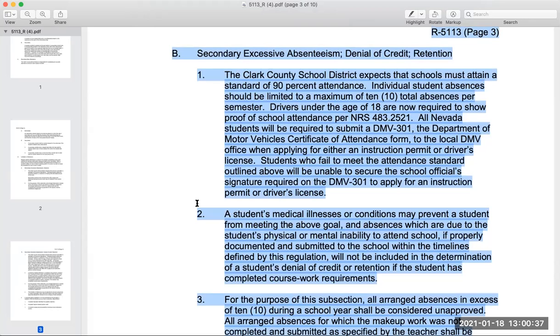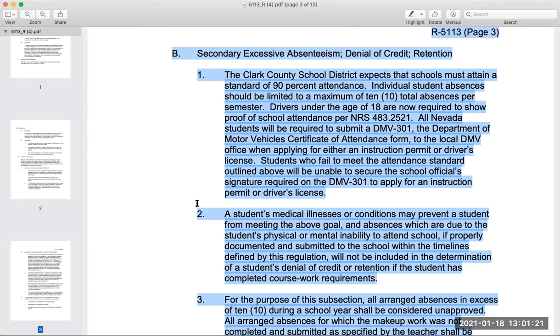R 5113, page 3. Secondary: excessive absenteeism, denial of credit, retention. 1. The Clark County School District expects that schools must attain a standard of 90% attendance. Individual student absences should be limited to a maximum of 10 total absences per semester. Drivers under the age of 18 are now required to show proof of school attendance per NRS 483.2521. All Nevada students will be required to submit a DMV 301, the Department of Motor Vehicles Certificate of Attendance form, to the local DMV office when applying for either an instruction permit or driver's license.